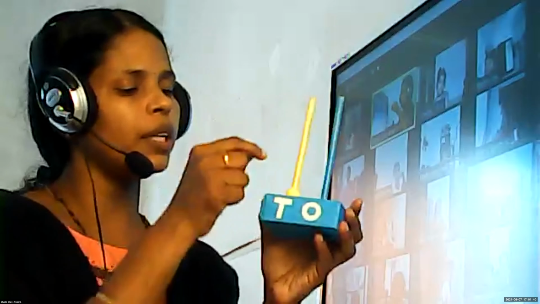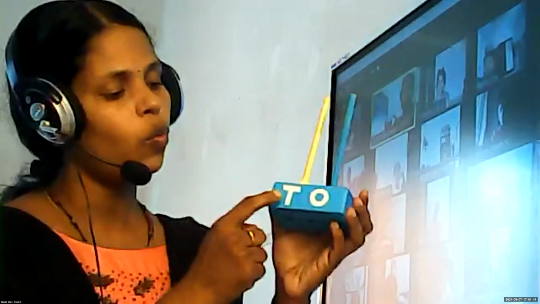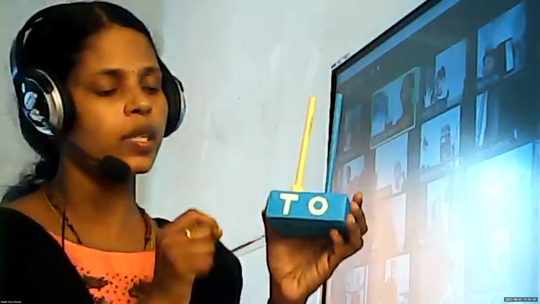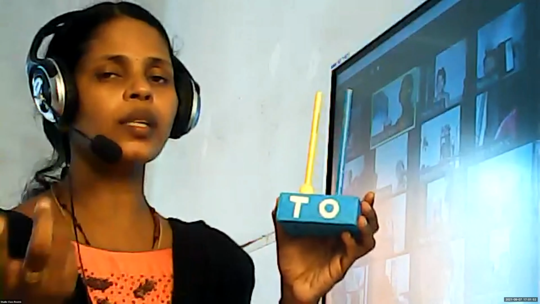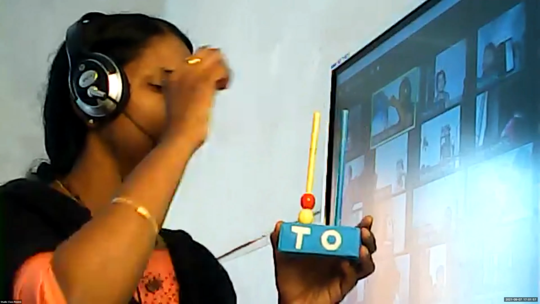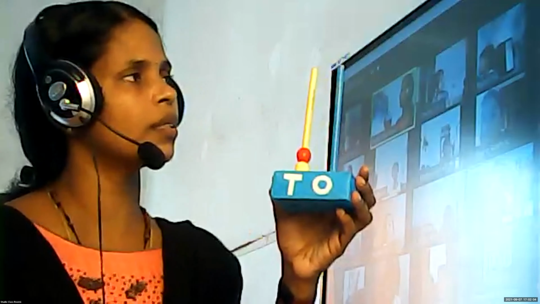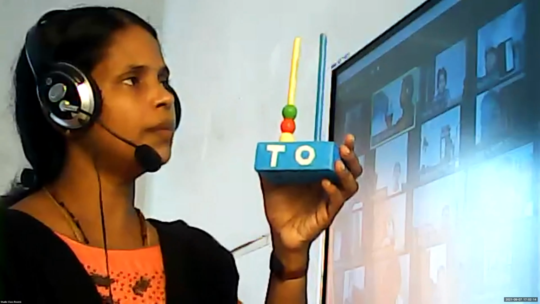Now I put one bead on the 10 space. So the number showing is 10. 1 ten and 0 ones. What's the number? 10. Okay, 1 ten and 0 ones, that is the number 10. Now I am putting one more. 2 tens. What's the number? 2 tens and 0 ones. 20. It's 20.